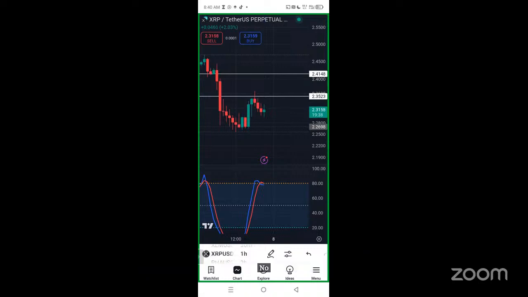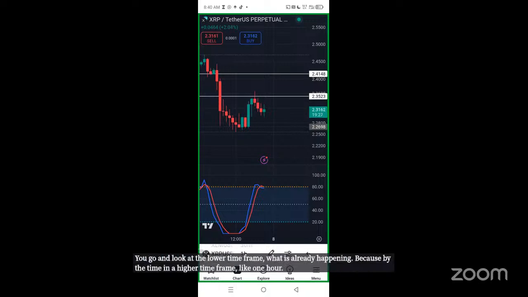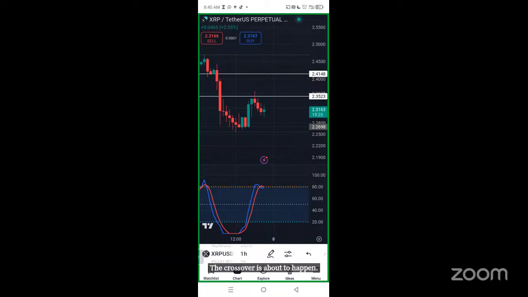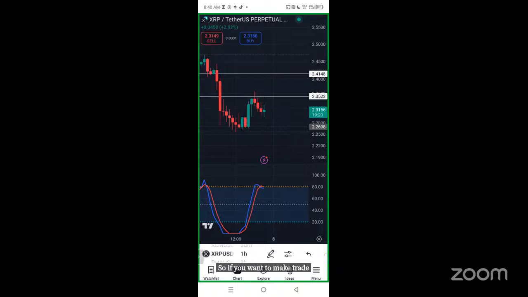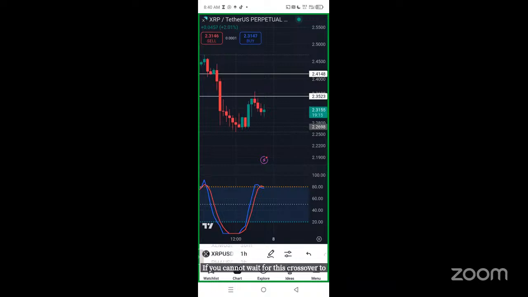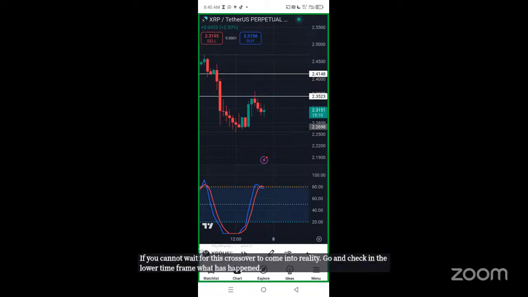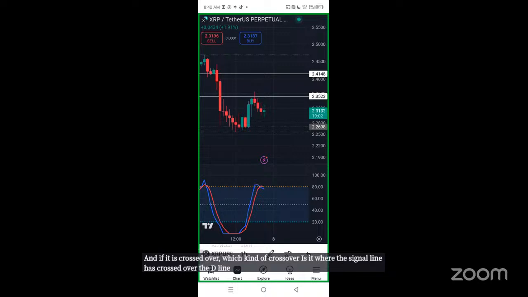If you're so eager to enter, you go and look at the lower time frame at what is already happening. Because by the time the crossover is about to happen in a higher time frame, like 1 hour, in the lower time frame it would have already happened. So for that person who was asking which time frame: if you cannot wait for this crossover to become a reality, go and check in the lower time frame whether it has crossed over or not yet. And if it has, which kind of crossover? Is it where the signal line has crossed over the D line, or the opposite?